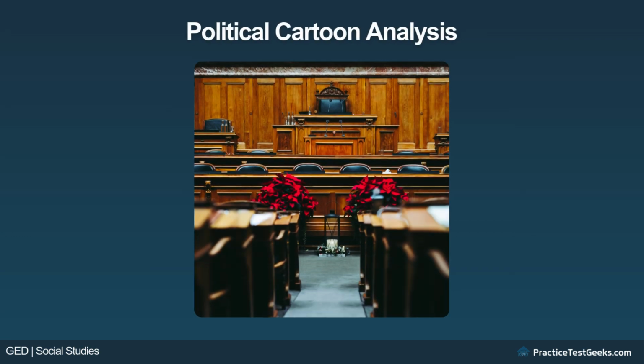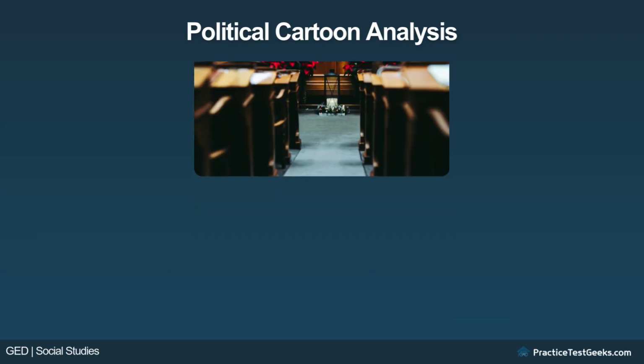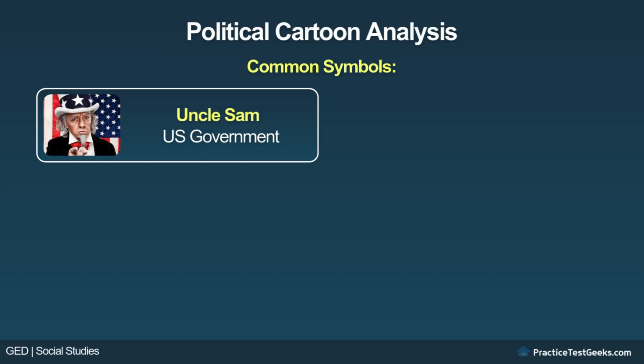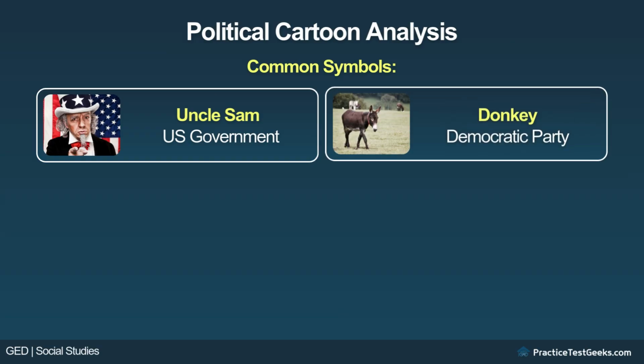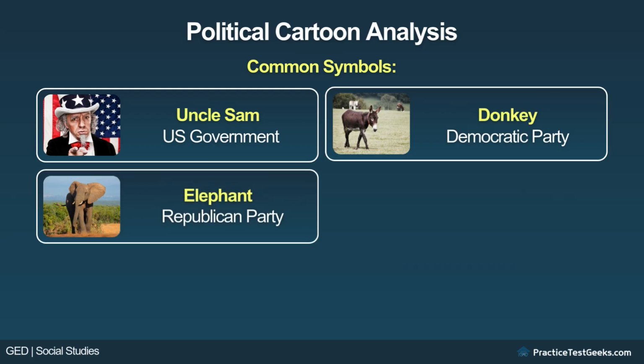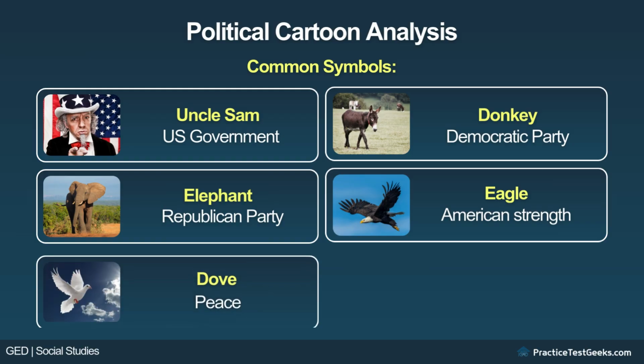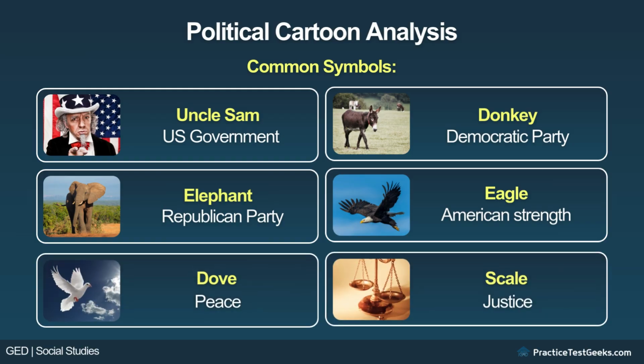Next, let's examine political cartoons, which require a different skill set. Political cartoons use common symbols to represent bigger ideas. Uncle Sam represents the U.S. government or American people. Donkey represents the Democratic Party. Elephant represents the Republican Party. Eagle represents American strength or freedom. Dove represents peace. Scale represents justice or fairness.